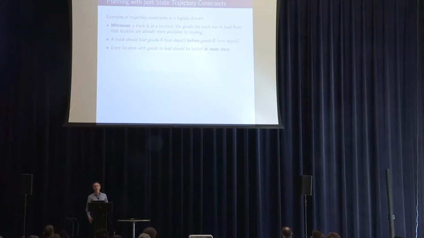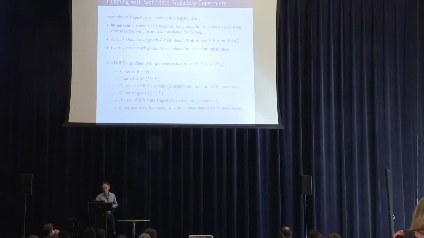For example, we might like to have that whenever a truck is at a location, the goods that the truck has to load from that location are already there, available for loading. Or that a truck should load good A from depot 1 before good B from depot 2, or that every location with goods to load should be visited at most once by the plan. And we express these as soft constraints.